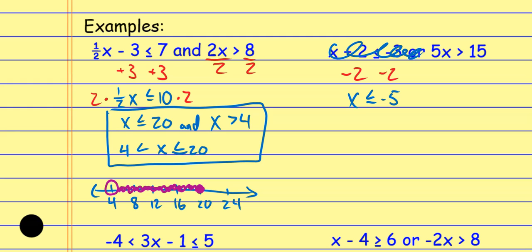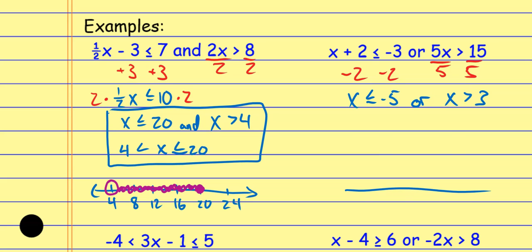How do I solve this one? I divide each side by 5. Again, I didn't multiply or divide by a negative, so the inequality sign stays the same. And then the only difference is, there was the word or in between, so I better write that or in between. And now I could graph this thing. Let's draw a quick sketch of the graph.